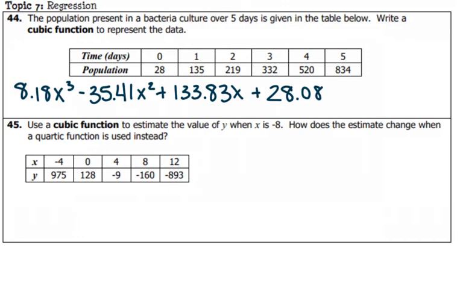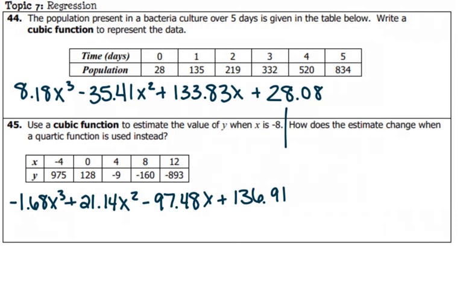Alright, so number 45 says use a cubic function to estimate the value of y when x equals -8. So we're going to stop right there. We'll make a cubic function first. Alright, and now I'm going to use that function, use my table, and I'm going to figure out when x is -8, y is 3,131.2. Now the question asks, how does the estimate change when a quartic function is used?